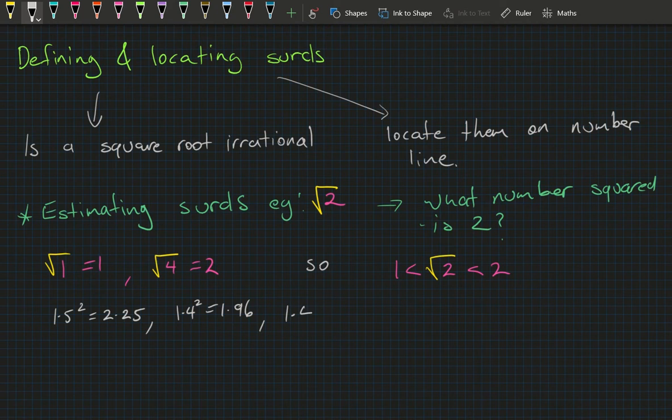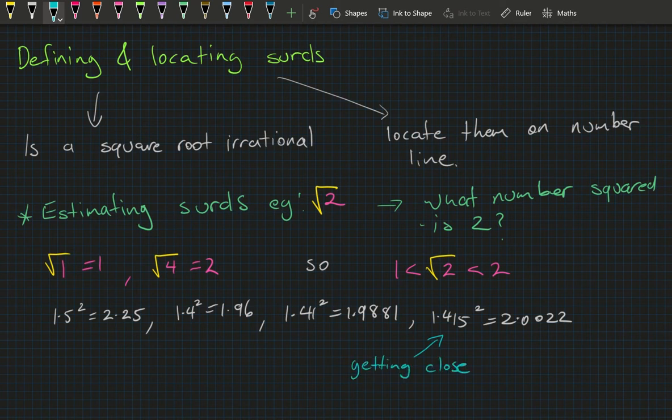So we can try 1.41 squared, which is equal to 1.9881. So it's obviously more than 1.41. So let's try 1.45. So you can see that's getting very close. And so it's definitely around about 1.41. So yes, these numbers are getting closer and closer.